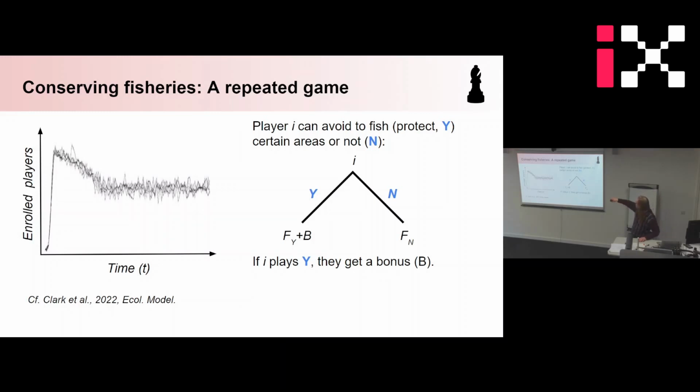The number of fishermen that join the scheme shoots up, and then it falls down and plateaus. The reason for this is you're also simulating the fish. If nobody goes and fishes there, the fish population recovers. When the fish population recovers, going and fishing there is more profitable. And then at some point, people will find out that it's better to not join a conservation scheme and go fishing than it is to take the bonus and protect it.